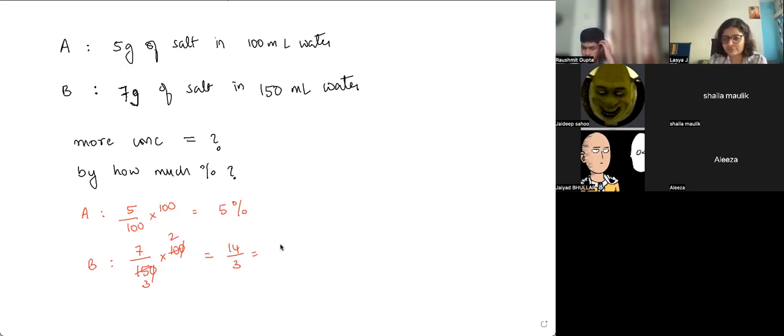The answer is like 4.66. 3 4s are 12. Alisa, you got 4, but it's not 0.1, no? 12 means 20. So 4.67%. Round off to 2 decimal places. That's perfectly fine. So of course, A is more concentrated. By how much? It will be 5 minus 4.67. What is that? Ma'am, 0.33. 0.33.